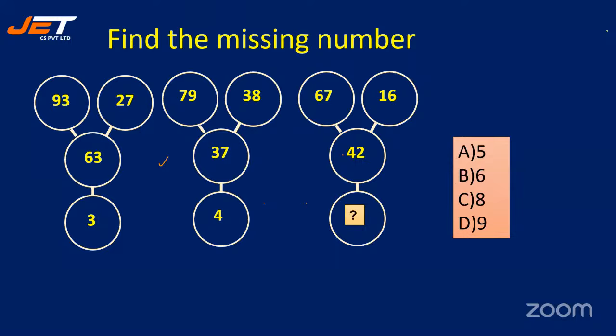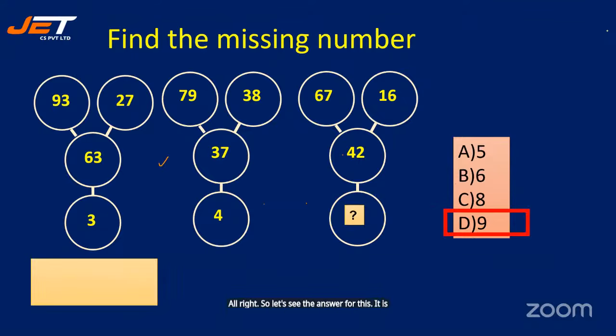All right. Now let's see the answer for this. It is 9. How? 3 plus 63 plus 27 will give us 93. So we are going from reverse to the top.